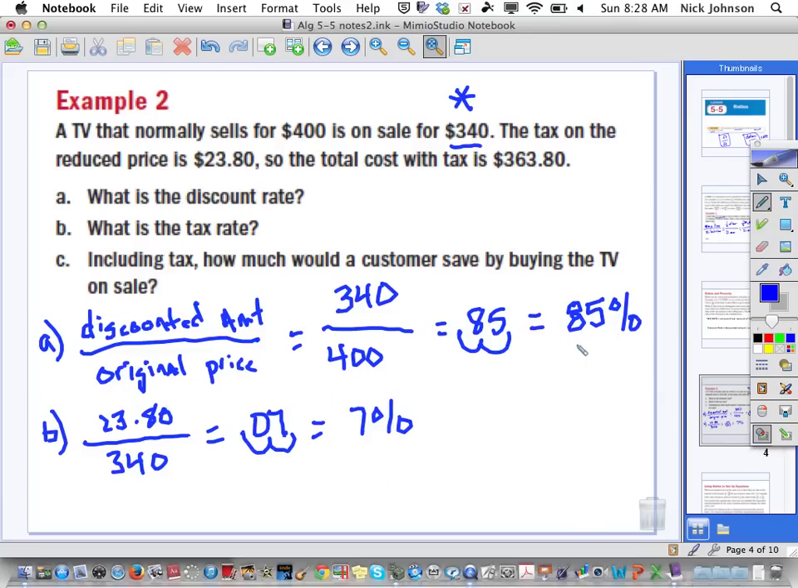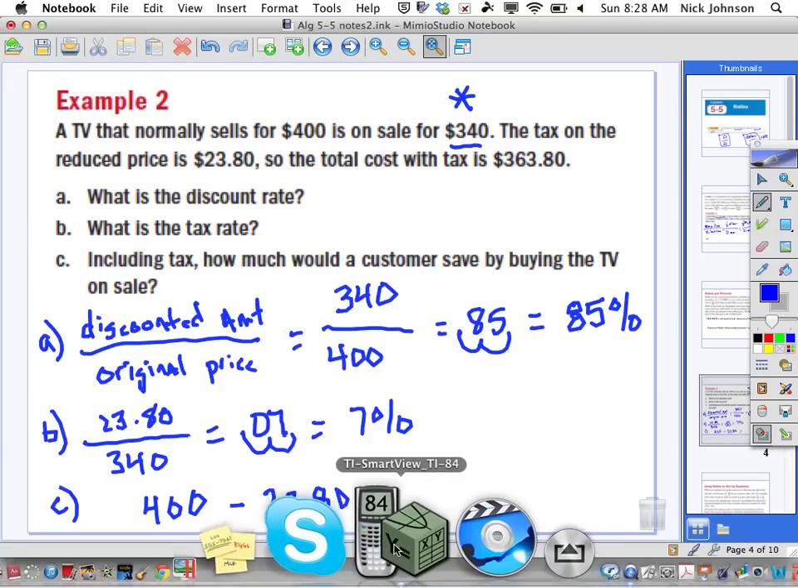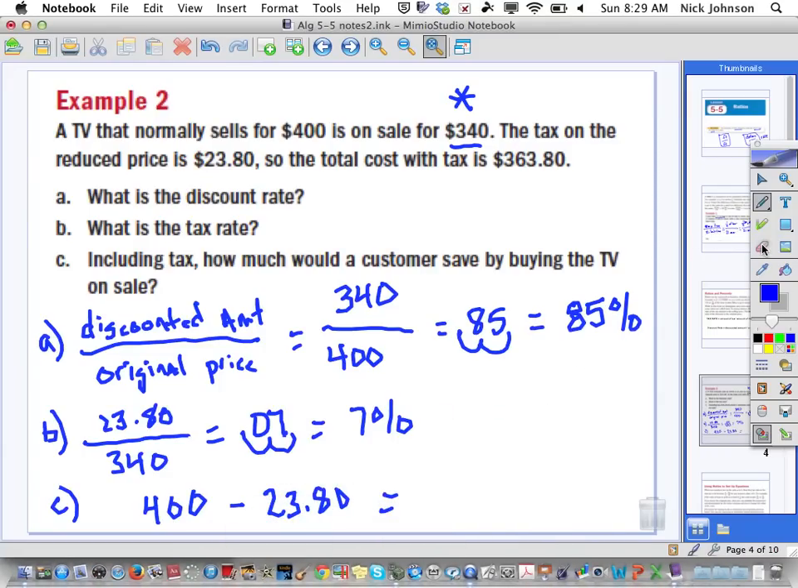So, up here, you only paid 85% of the original price. Down here, the tax rate is 7% of the selling price. So C says, including tax, how much would a customer save by buying the TV on sale? Well, this should be fairly simple. You take 400 and you subtract $363.80, pardon me.